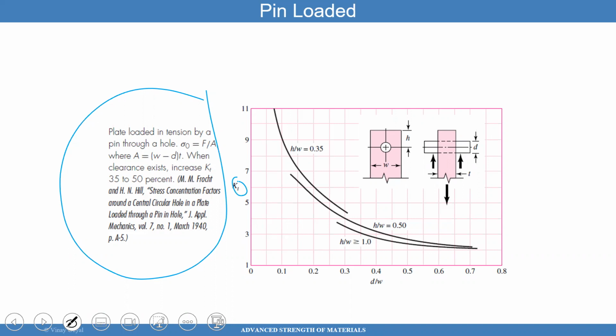That calculation was described in a paper by Hill. The paper was called Stress Concentration Factors Around a Central Circular Hole in a Plate Loaded Through a Pin in a Hole in the Journal of Applied Mechanics, Volume 7, Number 1, March 1940. So very, very old calculation, but it's used until today. Very powerful calculation.